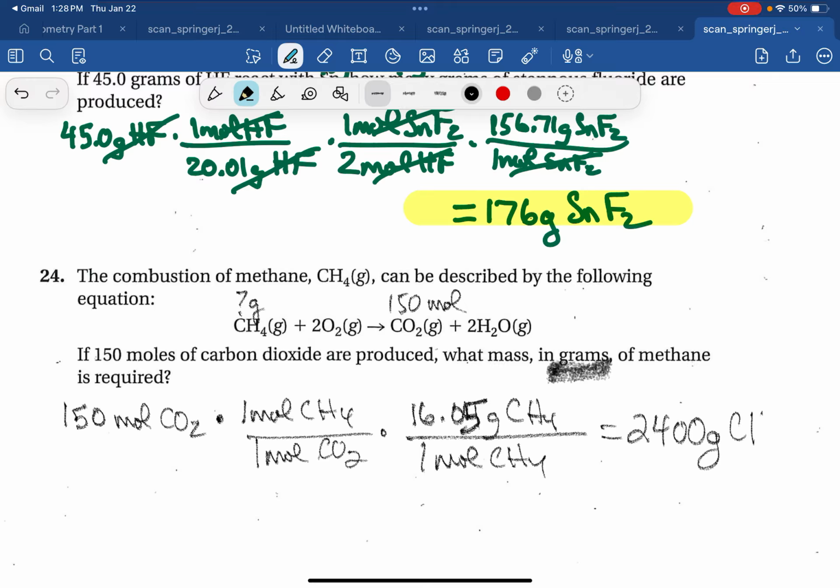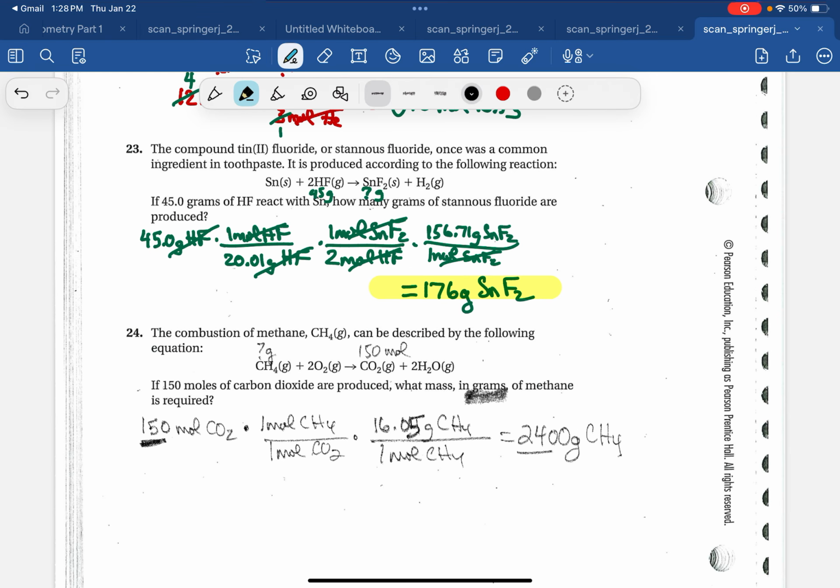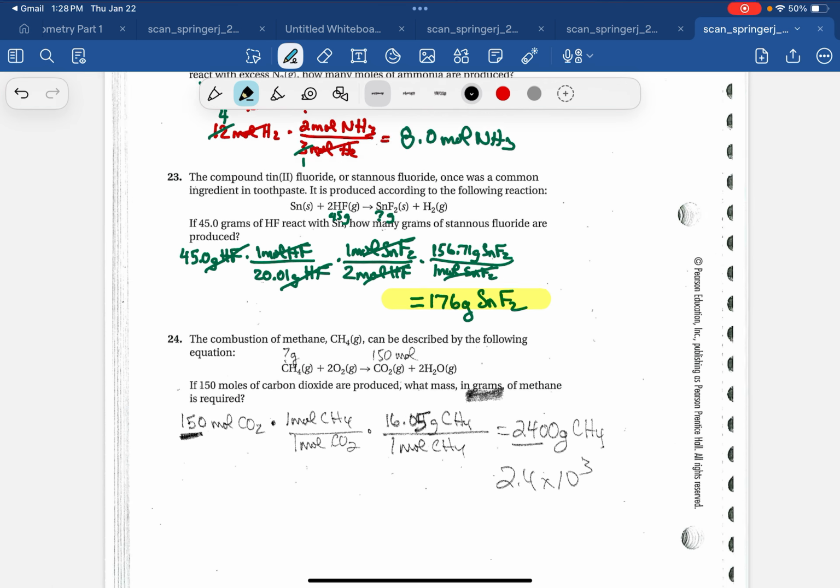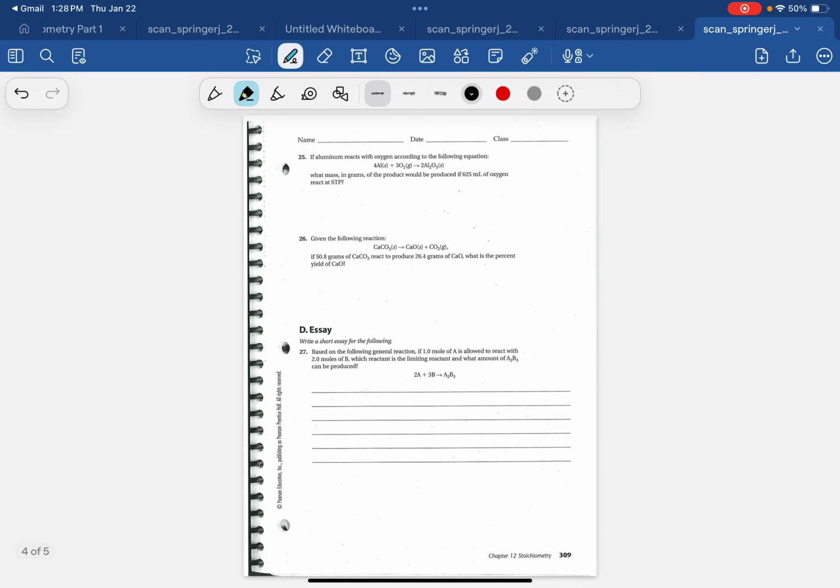grams of CH4. It's actually 2,407.5 grams, but we've only got two sig figs here. The 15 are the sig figs, so we should have 2 in the answer. So 2,400. You could say 2.4 times 10 to the third if you prefer. I don't, but you might.